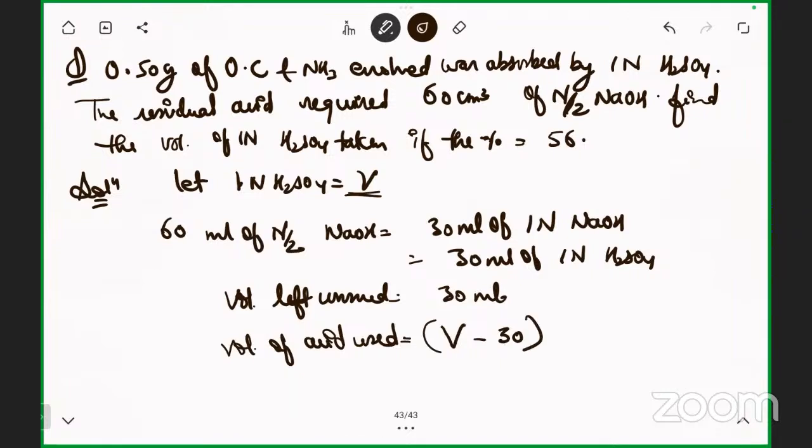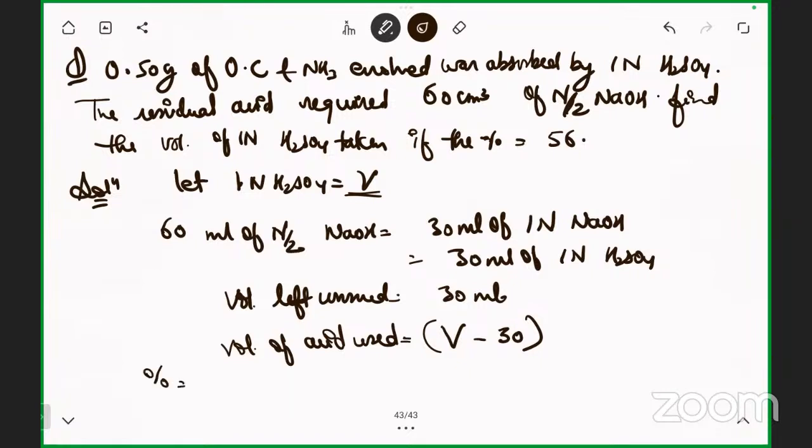From the start, I have considered 1N H2SO4 as V. 60 ml of N/2 NaOH, if I talk about 1N NaOH, I'll halve it. 60, half is 30. So 30 ml of NaOH is used to neutralize 30 ml of 1N H2SO4. The initial volume I don't know, so I consider that as V. And if the 30 remains unused, I write V minus 30.